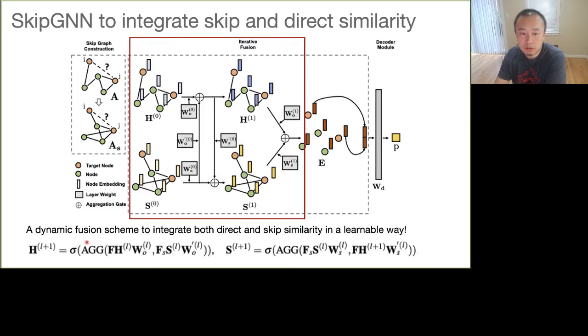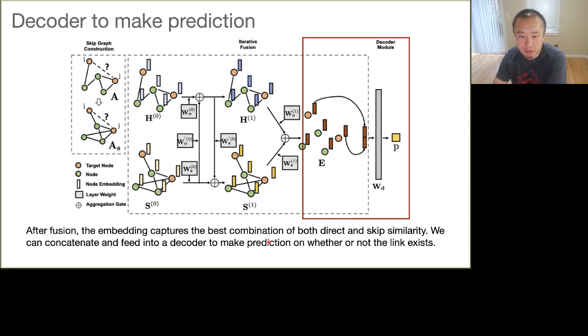But in this paper, they also have a more integrated version that fuses both skip similarity and direct similarity in the same graph neural network structure, so that you can model both skip similarity and direct connections together. And finally, after this fusion process, the embedding that captures the best combination of both direct and skip similarity can be concatenated and fed into the final decoder to make predictions, for example, predicting whether a specific link should be present.